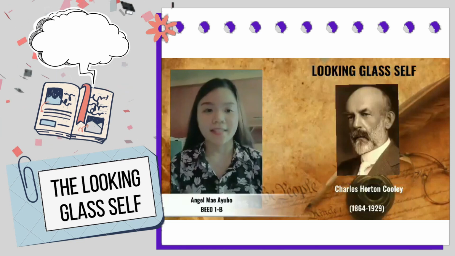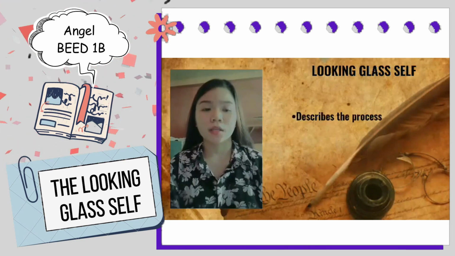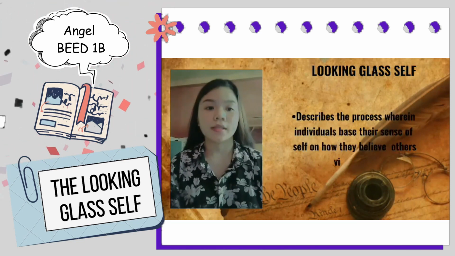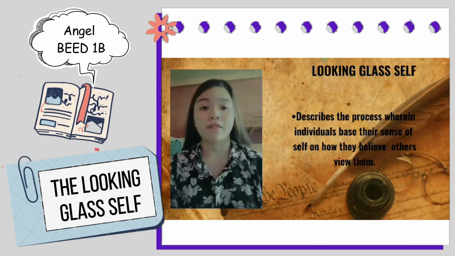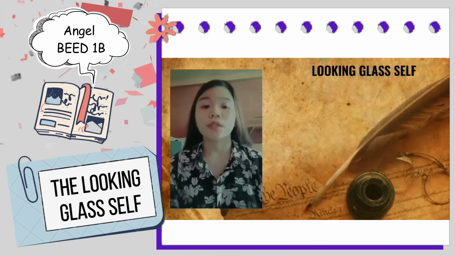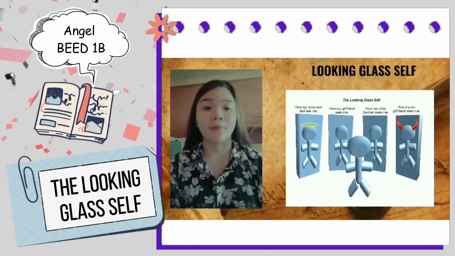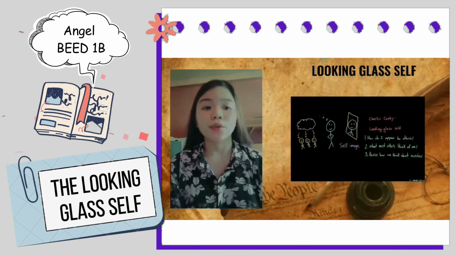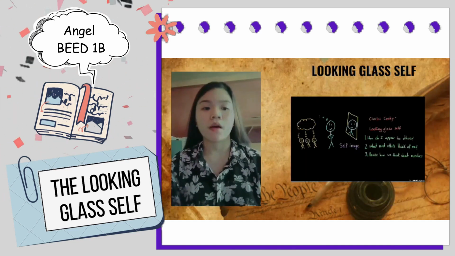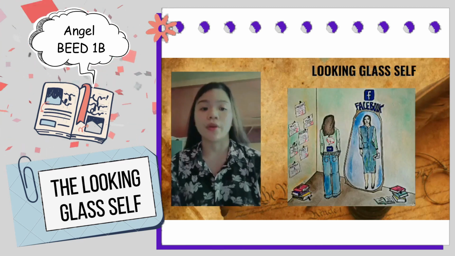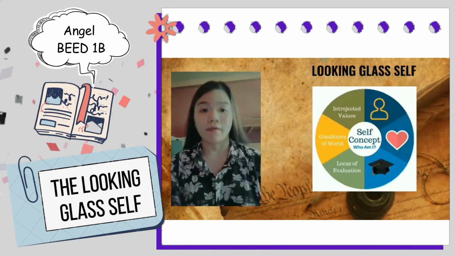The looking glass self describes the process where an individual bases their sense of self on how they believe others view them, using social interaction as a type of mirror. People use the judgment they receive from others to measure their own worth, values, and behavior.